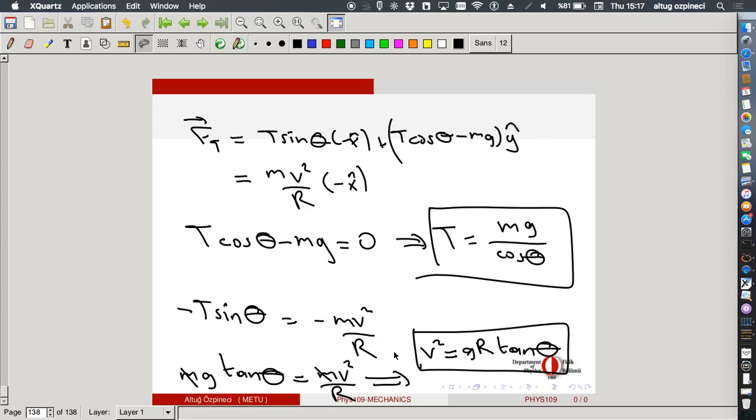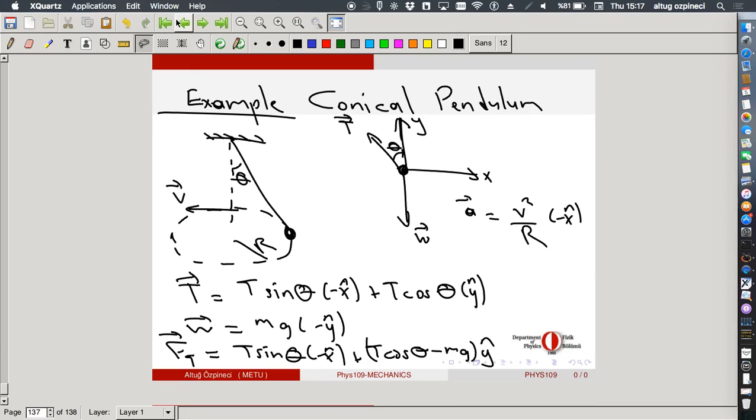Could you repeat why minus x is the acceleration direction? You see, this object is doing circular motion. I'm looking at it at this instant. This is my x direction. The center of the circular motion is this one. Since it's uniform circular motion, there's only a central acceleration towards the center. In this case, at this instant, it is the minus x direction.